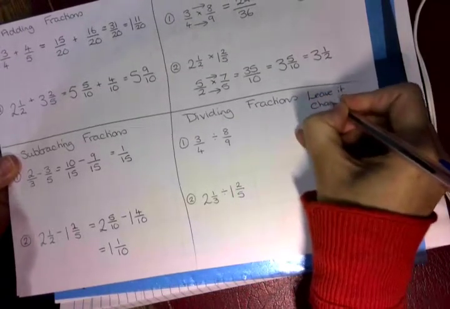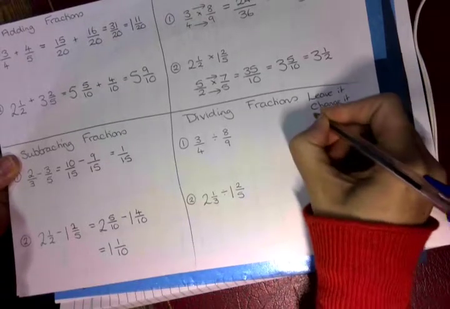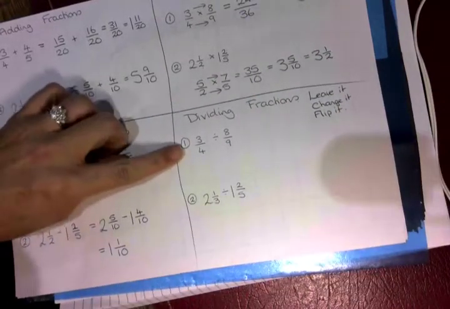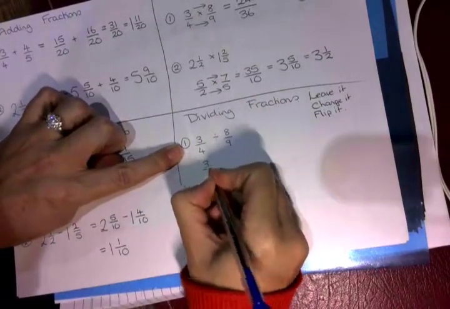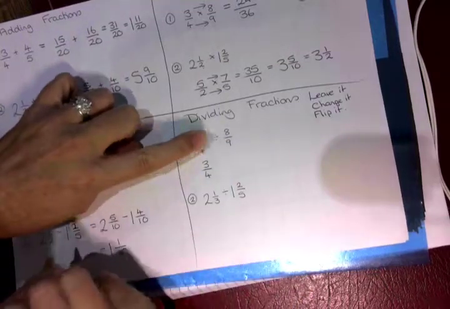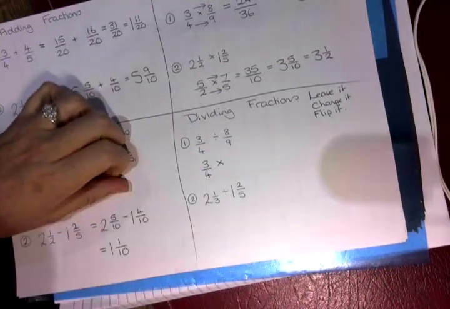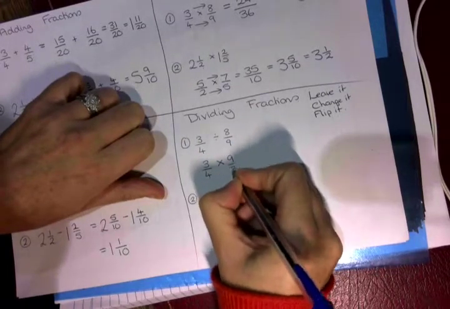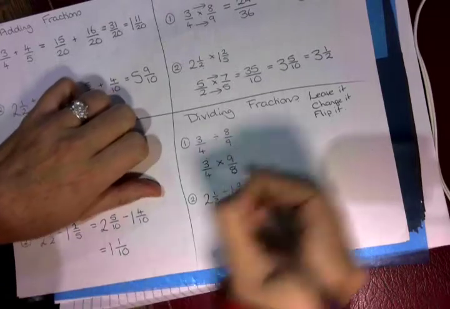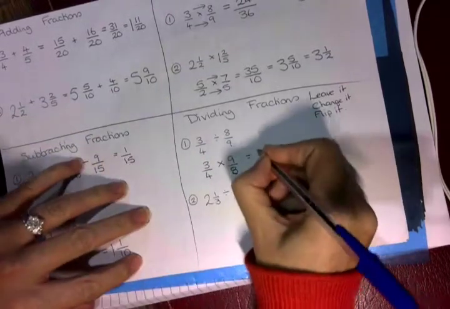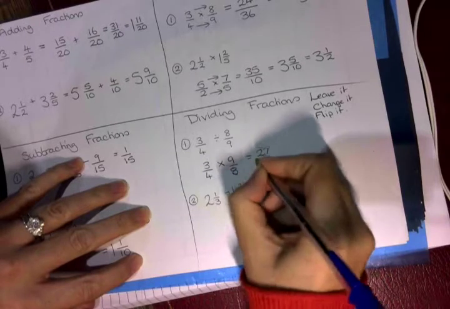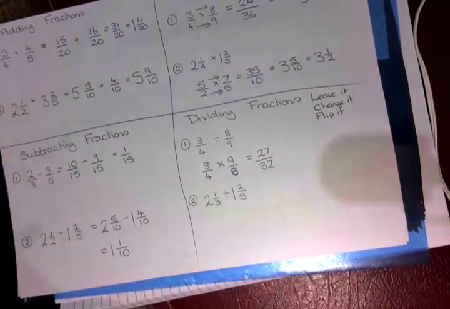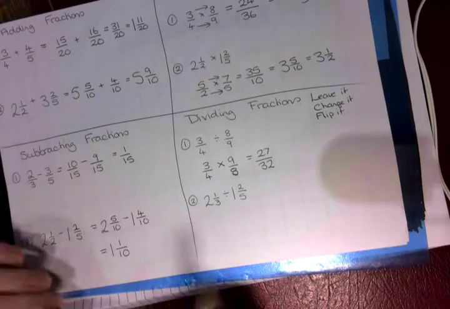So that just leaves my dividing fractions, where we do the leave it, change it, and flip it. So I leave the first fraction as it is, 3/4. I change the sign from a divide to a multiply, and I flip the last fraction, so I turn it on its head. There's an 8 there. 3 times 9 is 27, and 4 times 8 is 32. Now there's nothing that goes into the top, nothing that goes into the bottom, so I can't change that.